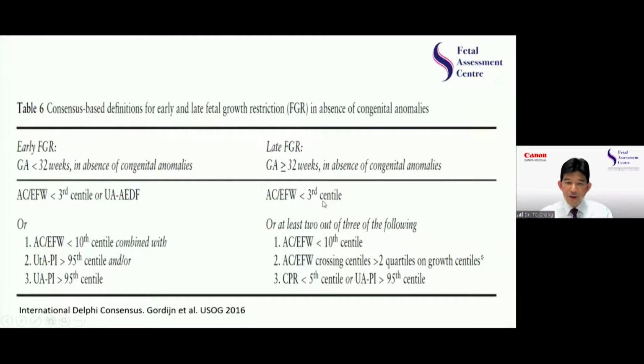So what are the different criteria? Well, you can still do it if you've got one of estimated weight or AC less than third centile. That still qualifies for late FGR. Or you need two of the three. You either have an abdominal circumference or estimated weight less than the 10th centile, plus one of these two: crossing of centiles, crossing 50 centiles, or you have a cerebral placental ratio less than the 5th centile, or the umbilical artery Doppler more than the 95th centile.